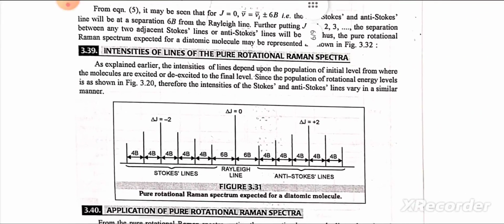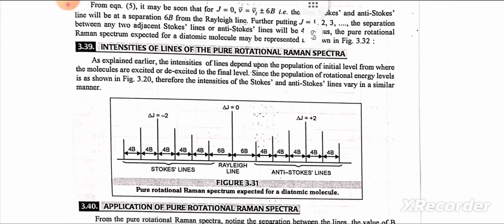Intensities of lines of the pure rotational Raman spectrum. As explained earlier, the intensities of the lines depend upon the population of the initial level from where the molecules are excited or de-excited to the final level. Since the population of rotational energy levels is shown in the figure, the intensities of the Stokes and anti-Stokes lines vary in a simple manner.